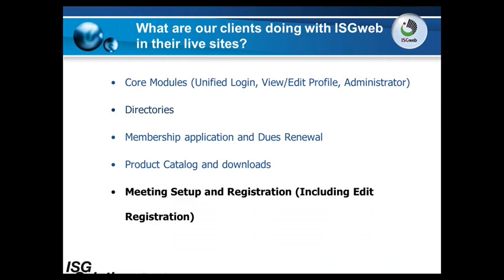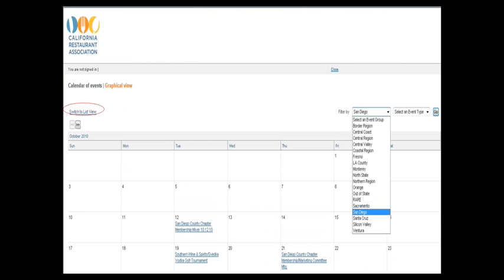So next we're going to talk about the meeting registration module. And actually we're going to discuss two different modules here. We're going to discuss the events calendar as well as meeting setup and registration. The events calendar is dynamically populated directly from your meetings database in IMIS.